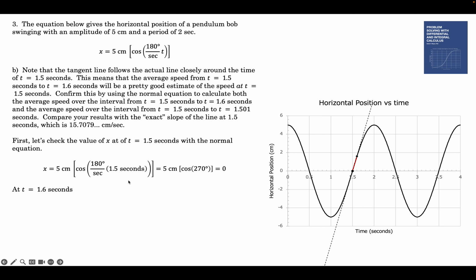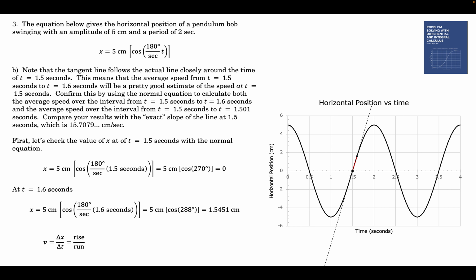We just plug in 1.6 seconds and see what we get. So 1.6 times 180 is 288 degrees. We take the cosine of that, multiply by 5 centimeters, 1.5451. That's this point. So if it starts at 0, it goes up to 1.5451. It traveled 1.5451 centimeters. And it did it in 1/10 of a second, from 1.5 to 1.6.